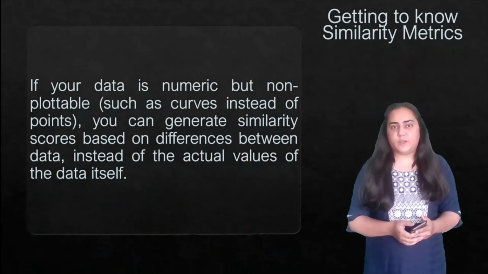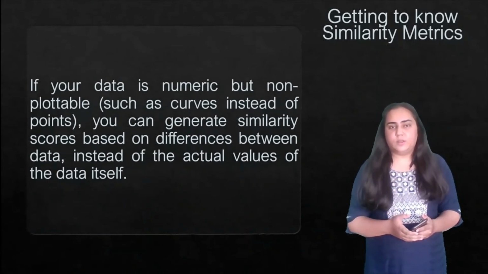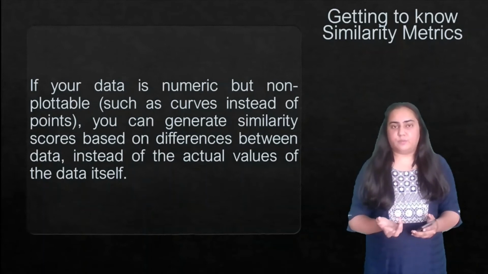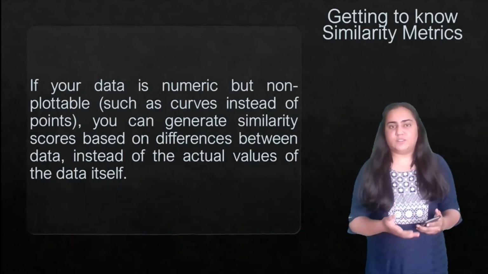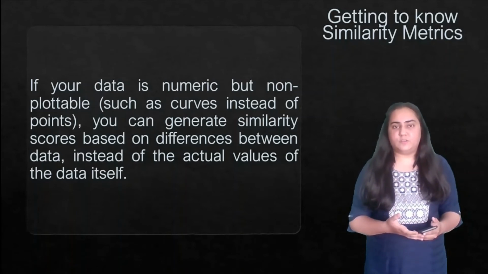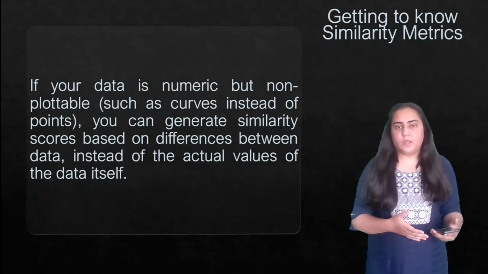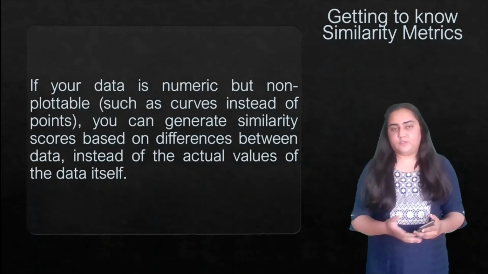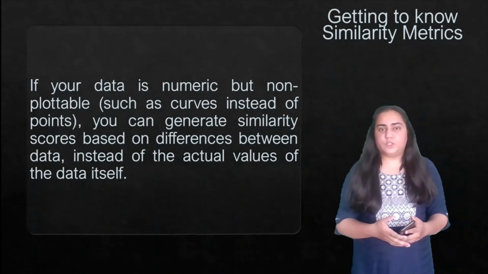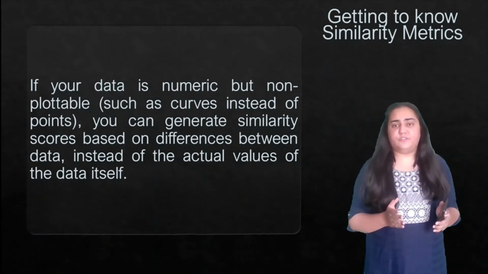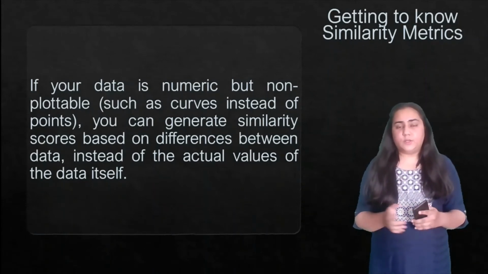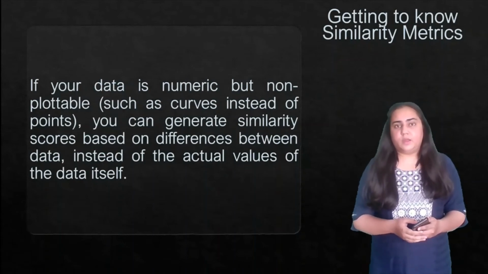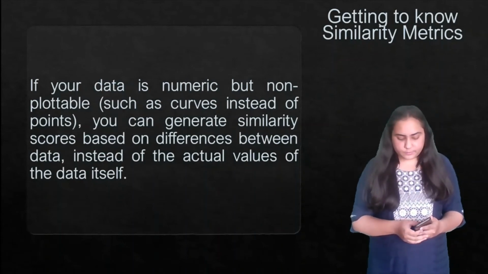If your data is numeric but non-plottable, for example, if you have curves instead of points, then it's quite difficult to plot curves. Then you can generate similarity scores based on differences between data instead of the actual values of the data itself. So you could just find out the difference between the data itself instead of checking the data points and plotting them, because you cannot plot them directly on a scatter plot.